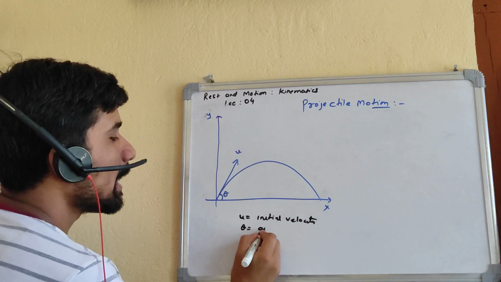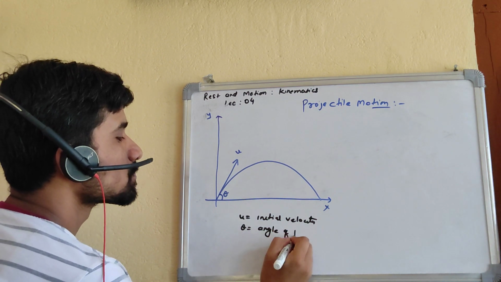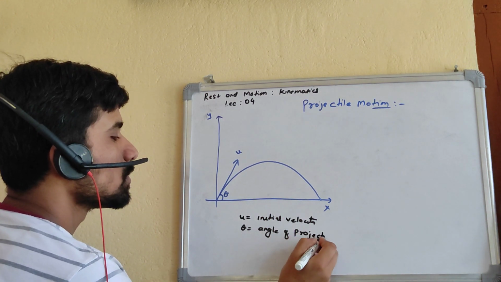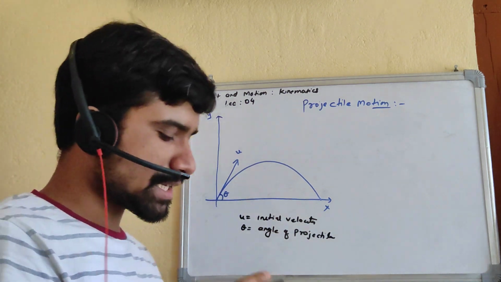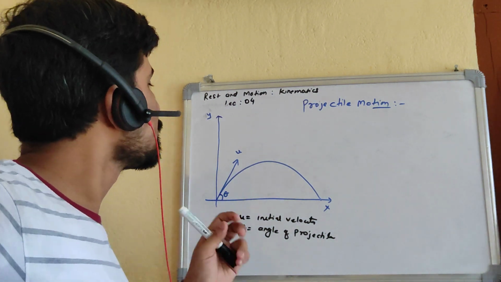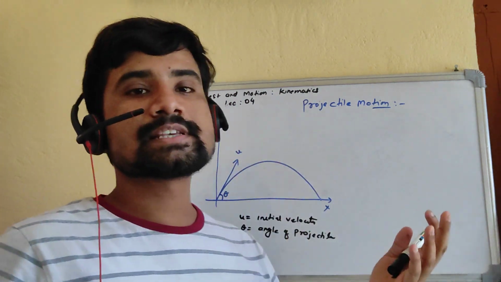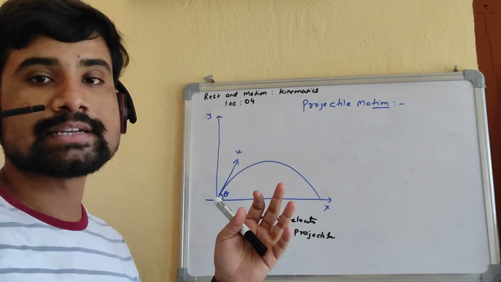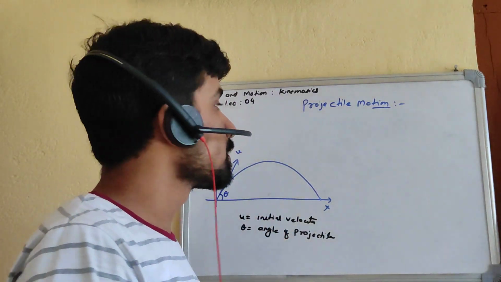Theta is the angle of projection, right? So these are the quantities which are given to us. We don't know anything apart from these quantities. Now let's derive some of the inferences which we can get from this motion. Let's discuss some of the inferences.